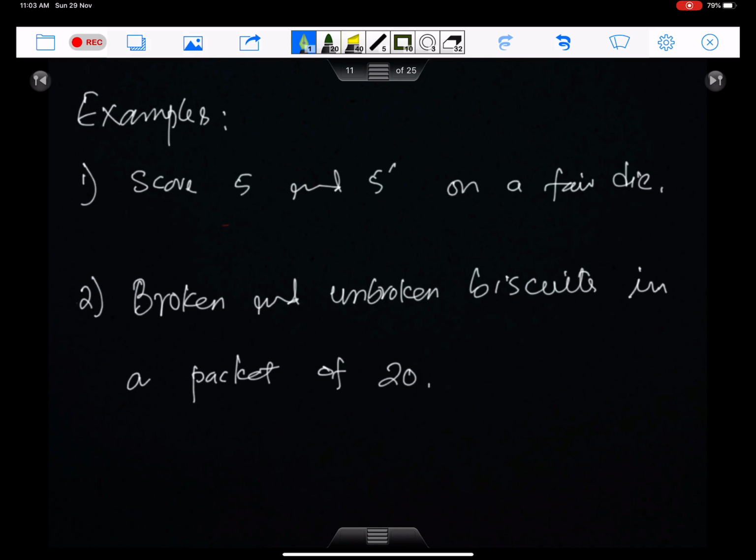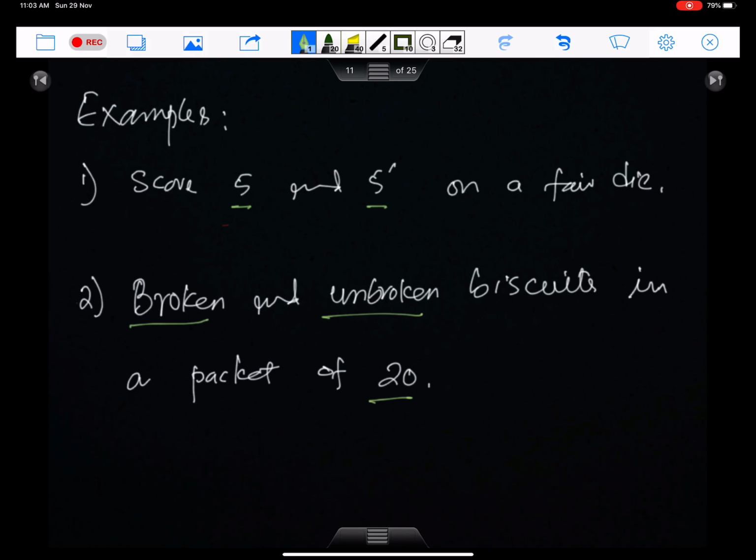Examples for the binomial distribution model. For example, score 5 and 5 complement on a fair die. This is an example of a binomial model because there are two outcomes and the probability of each outcome is constant. The probability of 5 on a fair die is 1 upon 6 and not 5 is 5 upon 6. And every trial is independent. Now, the next example is broken and unbroken biscuits in a packet of 20.